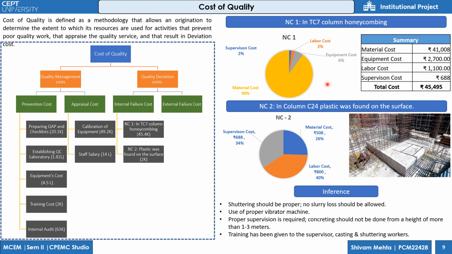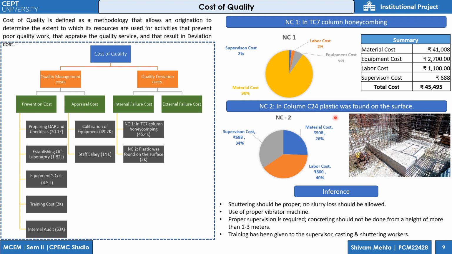TC7. In this, the maximum cost occurred in material, which has a 41,000 cost, which is 90% of the total cost, followed by equipment, which is 2,700, then labor cost with 1,100, and supervision cost of 688 rupees. So the total cost for NC1 was 45,495.